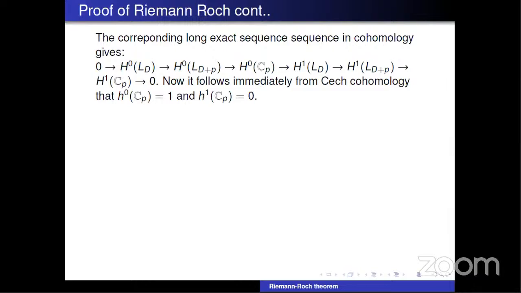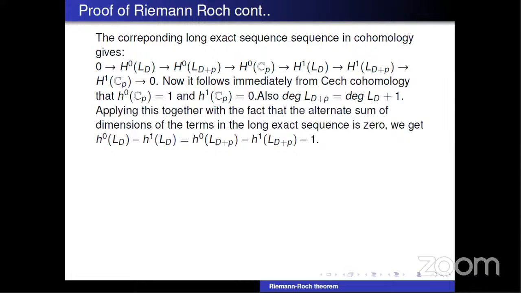Now it follows from Čech cohomology that the dimension of h^0 of C_P is 1 and h^1 is 0. This is an immediate consequence of using Čech cohomology. Also, the degree of L_{D+P} is the degree of L_D plus 1. So you have added an extra point, so the degree increases by 1.